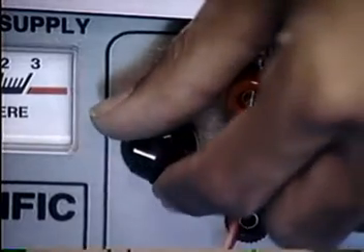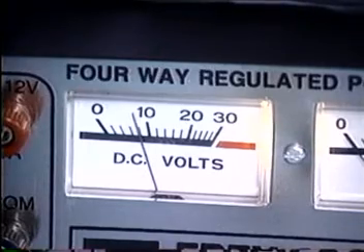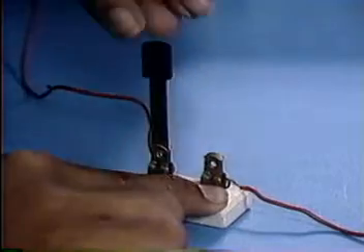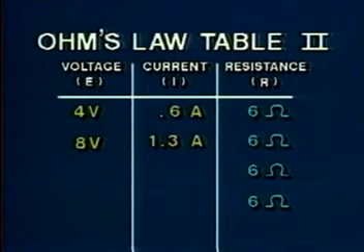Now, open the switch and turn the voltage up until the meter reads 8 volts. Close the switch and read the ammeter. It reads about 1.3 amperes. Record the data.